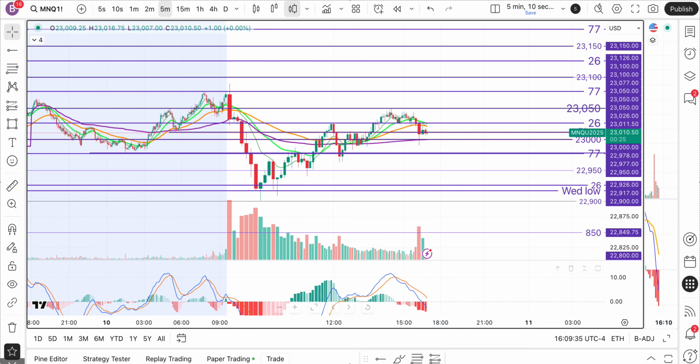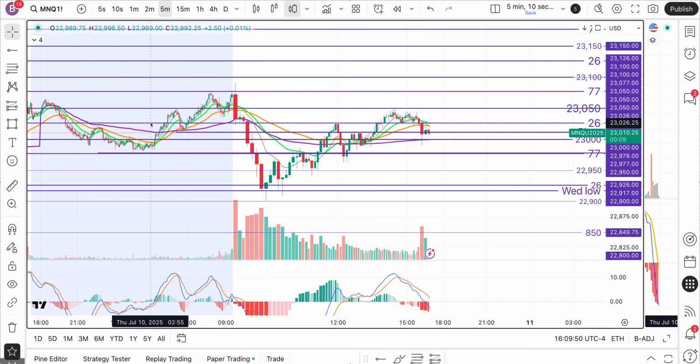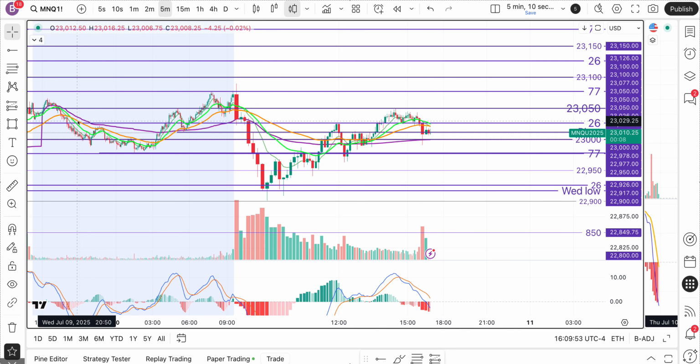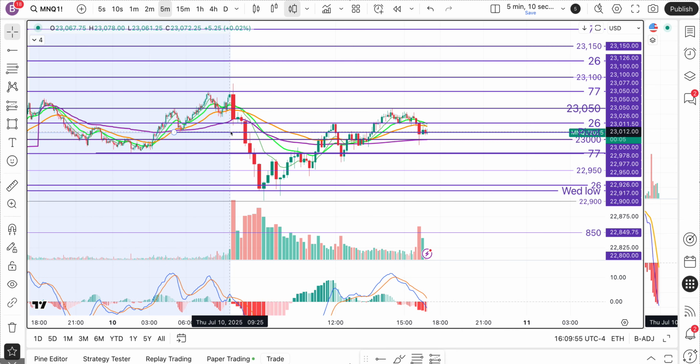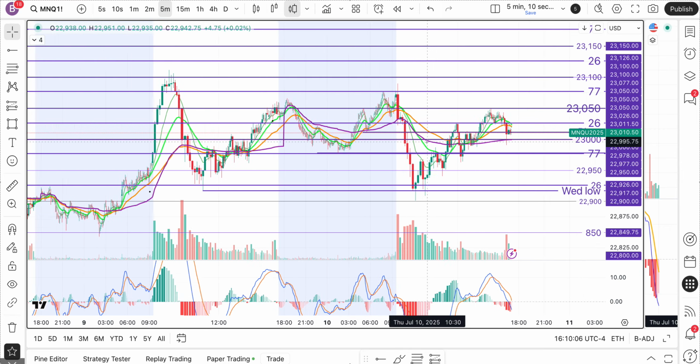Okay, it is Thursday, the 10th of July, 2025, and what you're looking at right here is a 5 minute chart of the MNQ, the micro NASDAQ 100 futures contract. And this purple shaded area here was the pre market action starting with 6 p.m. last night and finishing 9:30 a.m. And this is today's New York session, 9:30 a.m. to 4 o'clock p.m.